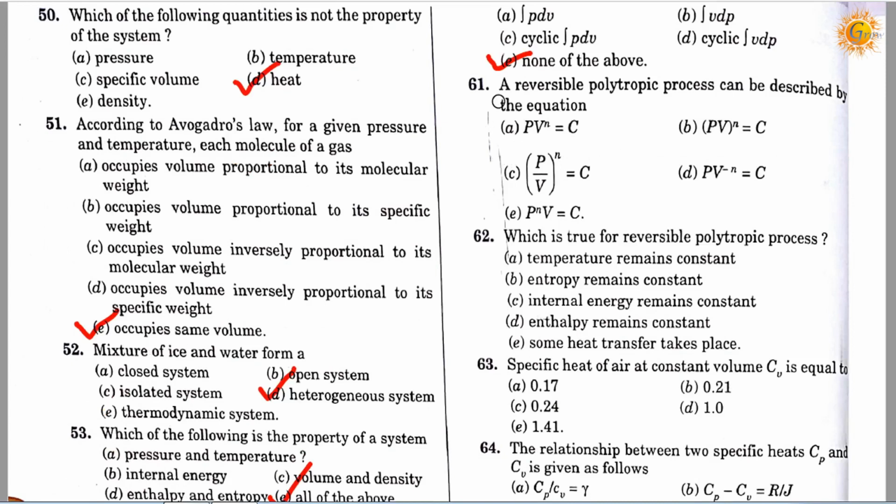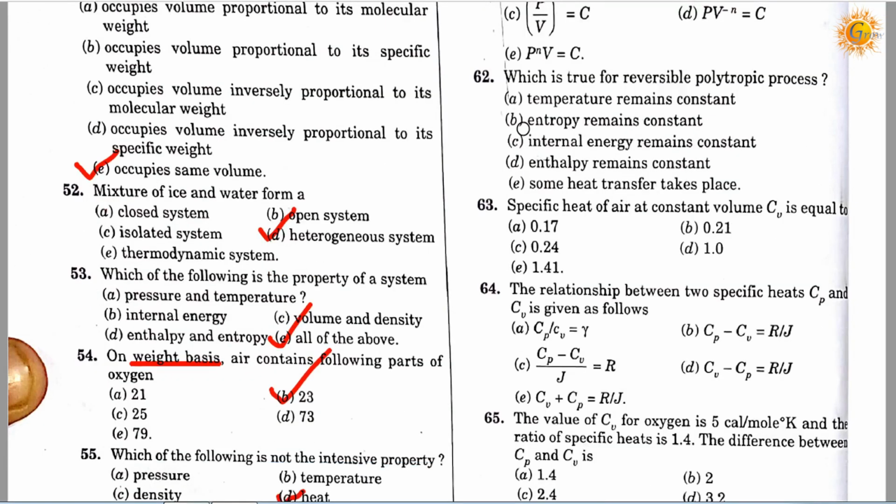Question number 61. A reversible polytropic process can be described by the equation: option A, PV^n = C; option B, (PV)^n = C; option C, P/V^n = C; option D, PV^(-n) = C; and option E, P^n V = C. So correct answer is A. A reversible polytropic process can be described by PV^n = C. Question number 62.